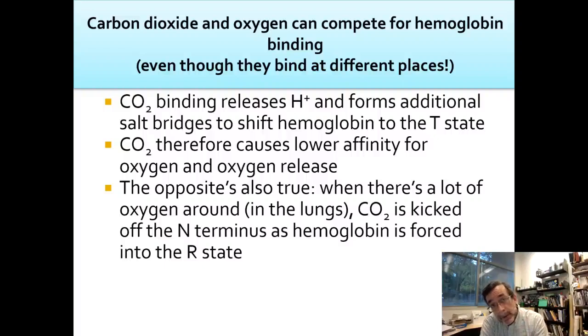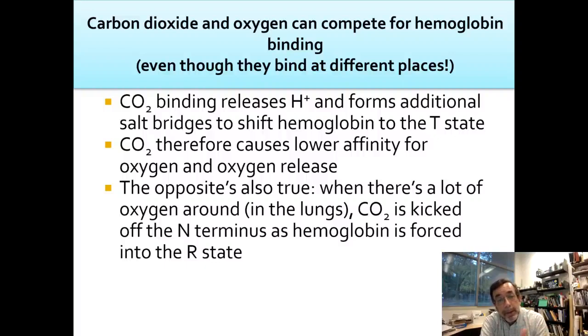If CO2 goes on, it changes the local pH and it causes oxygen to fall off. If oxygen goes on, that means the opposite will always happen. If oxygen goes on, it's going to cause carbon dioxide to fall off. I'm not sure if it's physiologically relevant, but everything that you talk about that can go one way, it's the whole point of calling it reversible. It means if it can go one way, it can also go the other way.